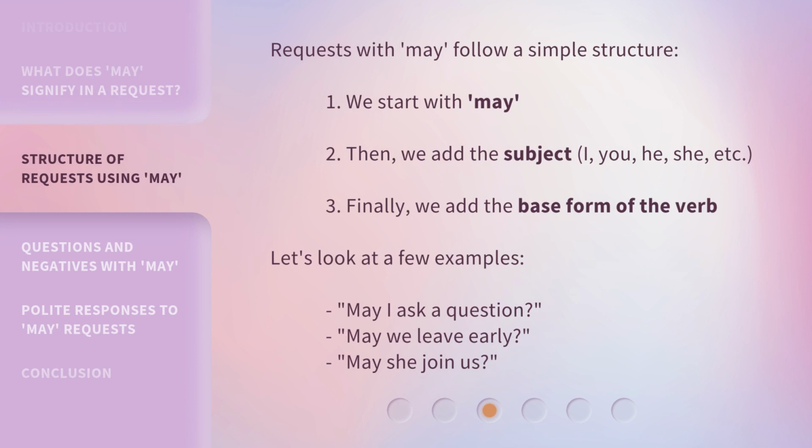Requests with may follow a simple structure. 1. We start with may. 2. Then, we add the subject: I, you, he, she, etc. 3. Finally, we add the base form of the verb. Let's look at a few examples. May I ask a question? May we leave early? May she join us?